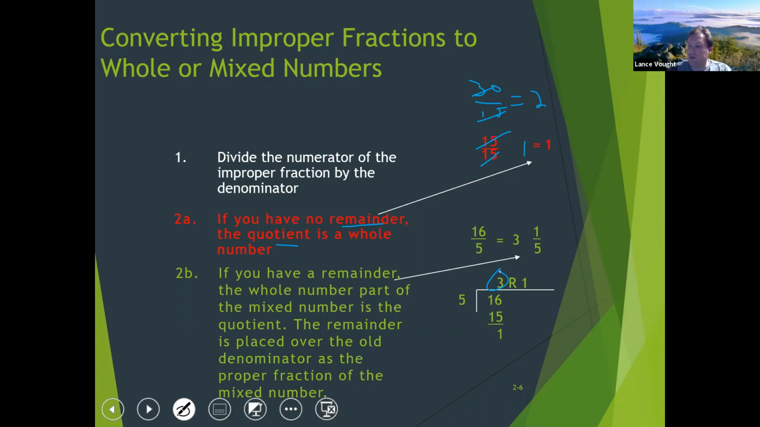And then when you do 3 times 5, you get 15. So when you do 16 minus 15, you're left with 1. And that 1 can't go into 5 at all, but we were dividing by 5. So that means that the leftover is 1/5. So we have 3 and 1/5 as our quotient, or our mixed number.